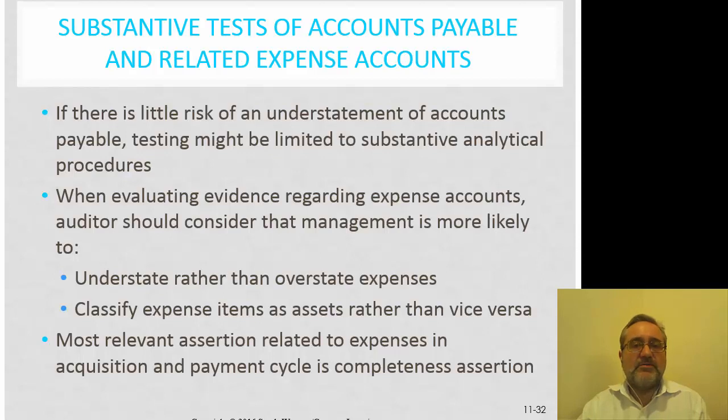If there is little risk of an understatement of accounts payable, testing might be limited to substantive analytical procedures. When evaluating evidence regarding expense accounts, auditors should consider that management is more likely to understate rather than overstate expenses. They're more likely to classify expenses as assets rather than vice versa. And the most relevant assertion related to expenses is the completeness assertion.